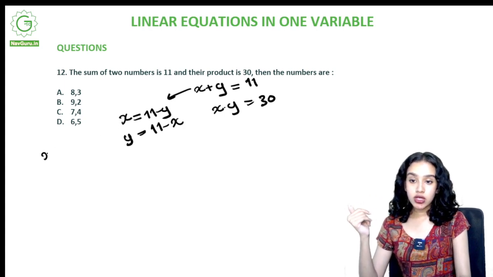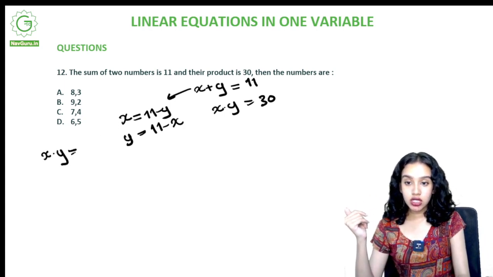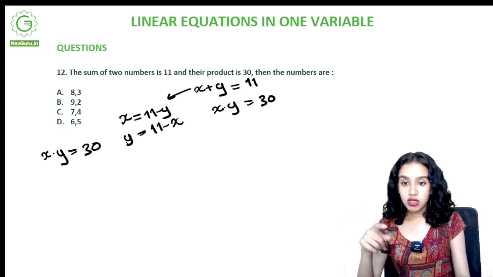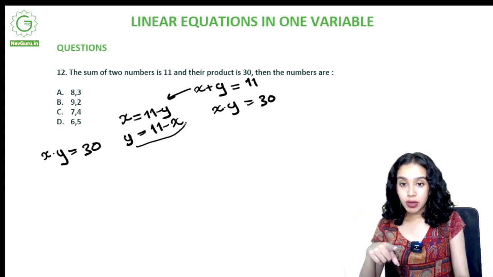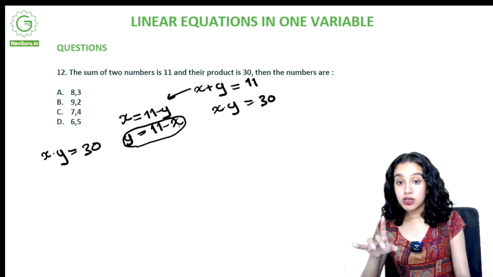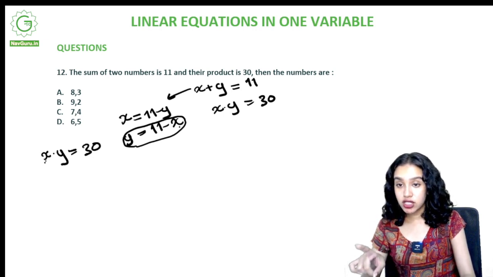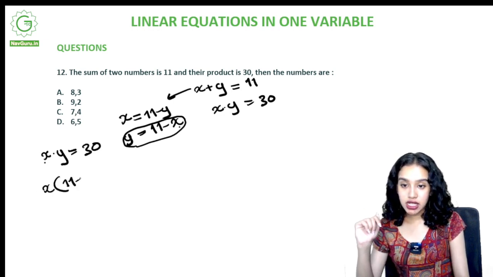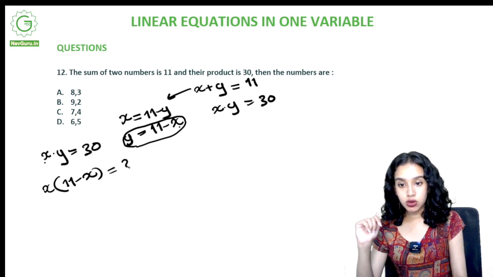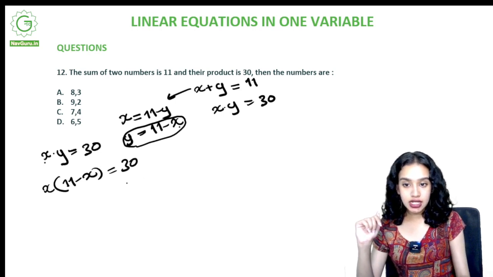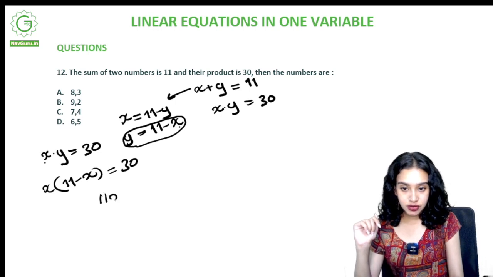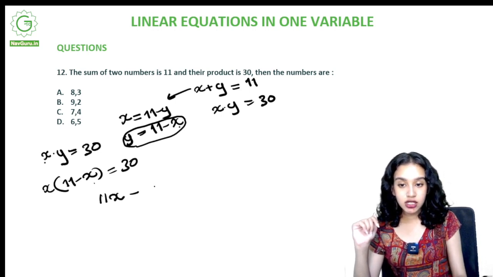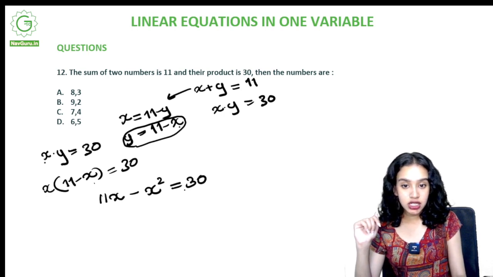So we know that x into y is equal to 30. So I am substituting y by this value. Why? Because we already have x here. So it will become an equation in one variable, right? So it's x into y, which is 11 minus x, equal to 30. So we get 11x minus x into x. x into x is x square, which is equal to 30.